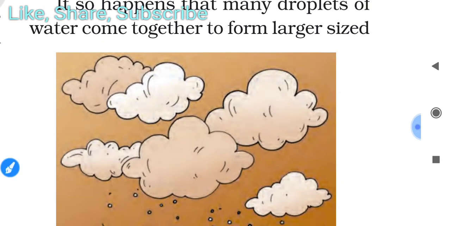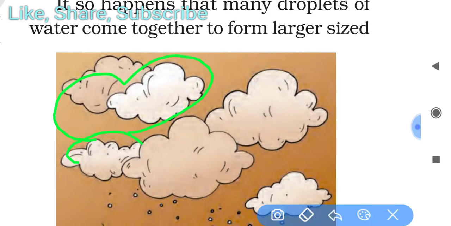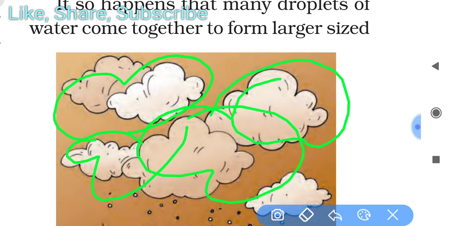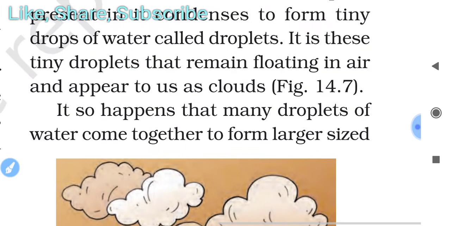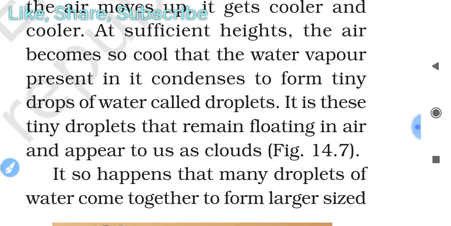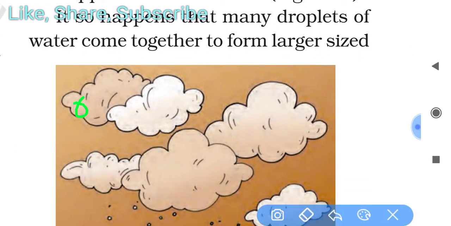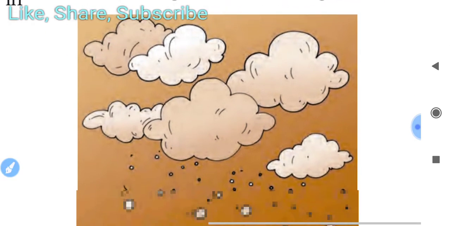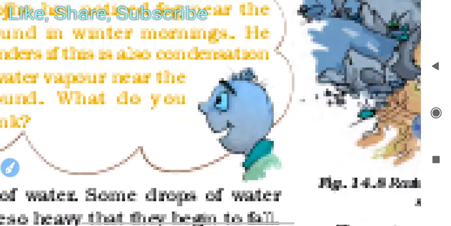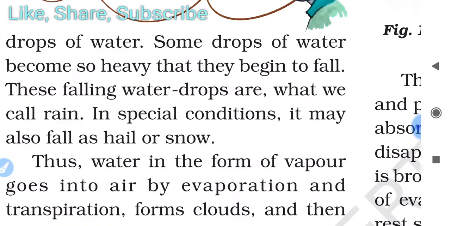So you can see these are tiny droplets of air which have moisture, vapors, in them. It so happens that many droplets of water come together. The small water droplets in a cloud make a larger cloud. Some drops of water become so heavy that they begin to fall. These falling water drops are what we call rain.